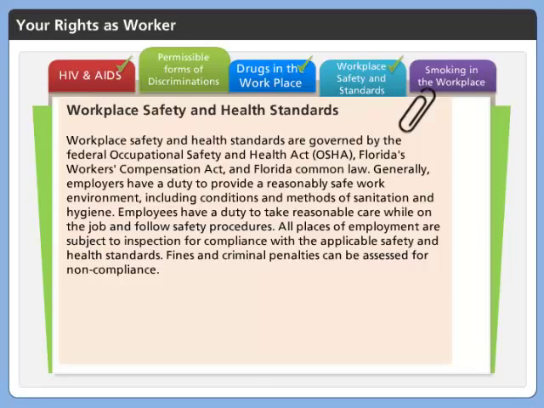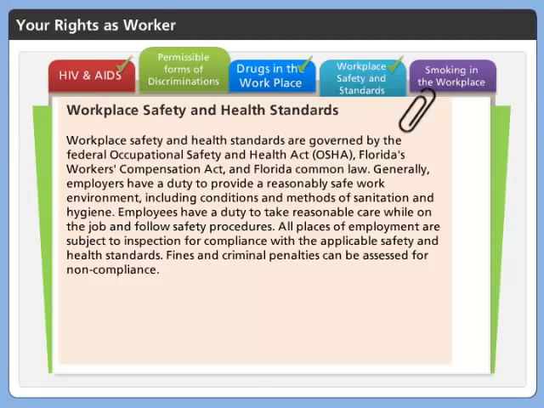Workplace safety and health standards. Workplace safety and health standards are governed by the Florida Occupational Safety and Health Act, Florida's Workers' Compensation Act, and Florida Common Law. Generally, employers have a duty to provide a reasonably safe work environment, including conditions and methods of sanitation and hygiene. Employees have a duty to take responsible care while on the job and follow safety procedures.